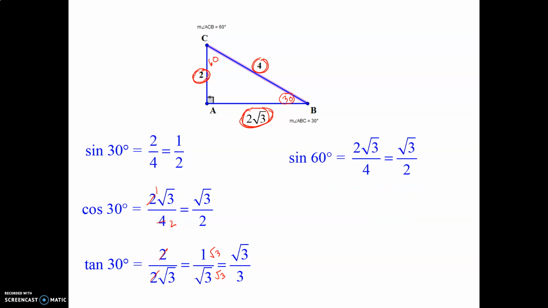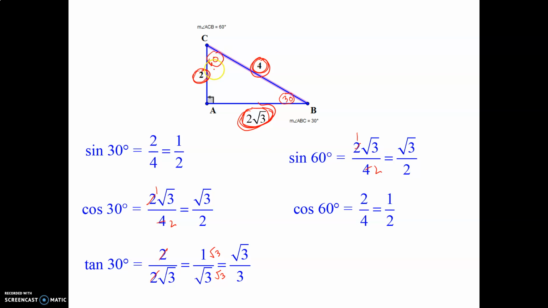Same triangle, but now you're going to be at the 60-degree angle. So the sine of 60 degrees is opposite over hypotenuse. 2 square root of 3 over 4. 2 goes in there once, 2 goes in there twice, so there's my answer, square root of 3 over 2.